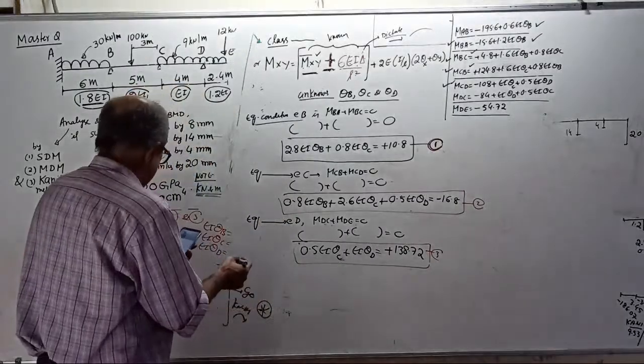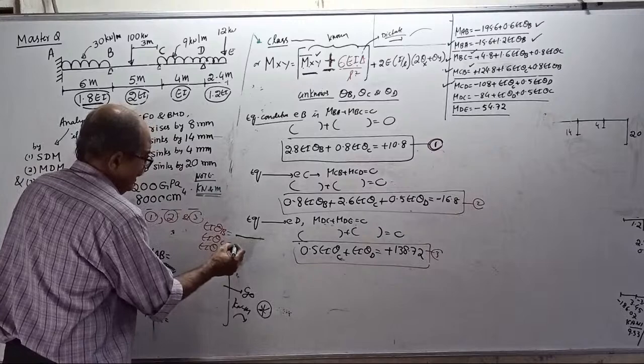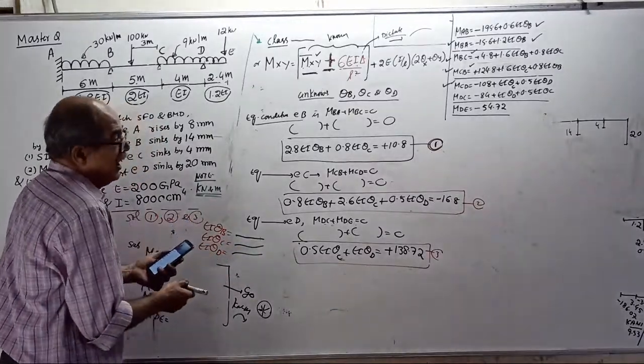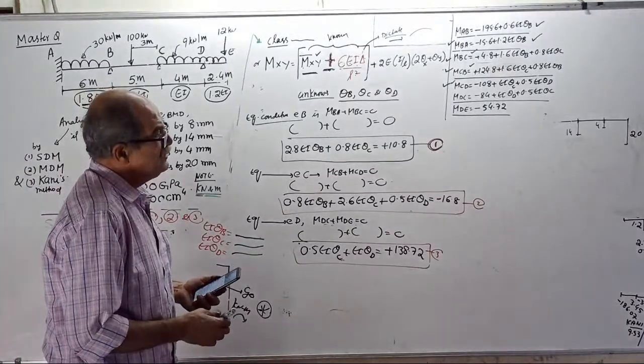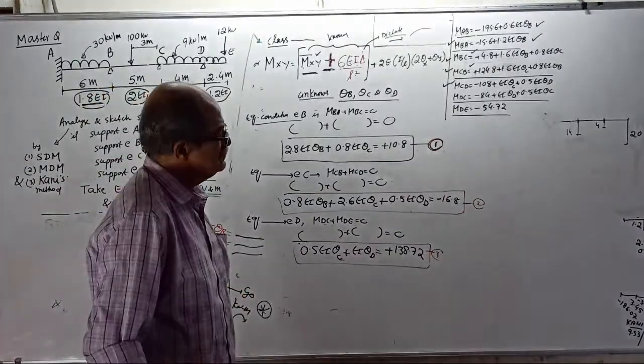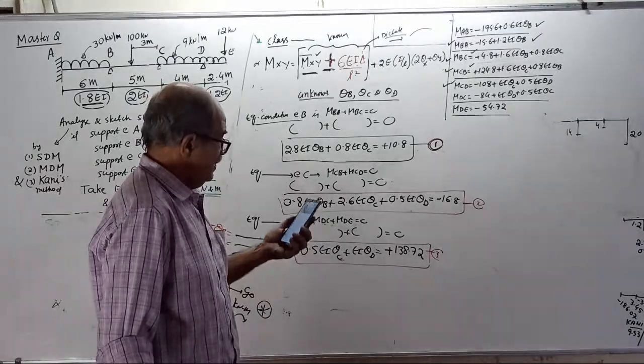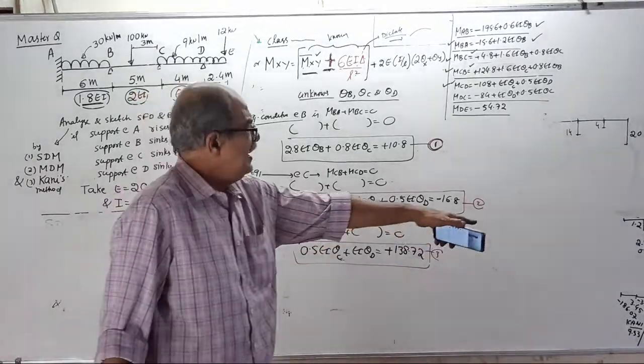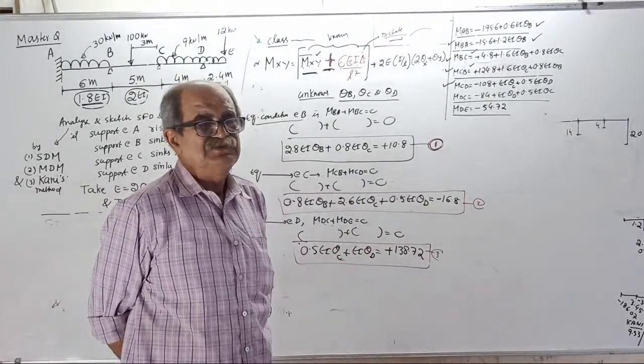What to do? Okay, get EI theta B, EI theta C, EI theta D. 335. No, it is not 335. Wrong. I know the answer there. That much theta will not come. Wrong.